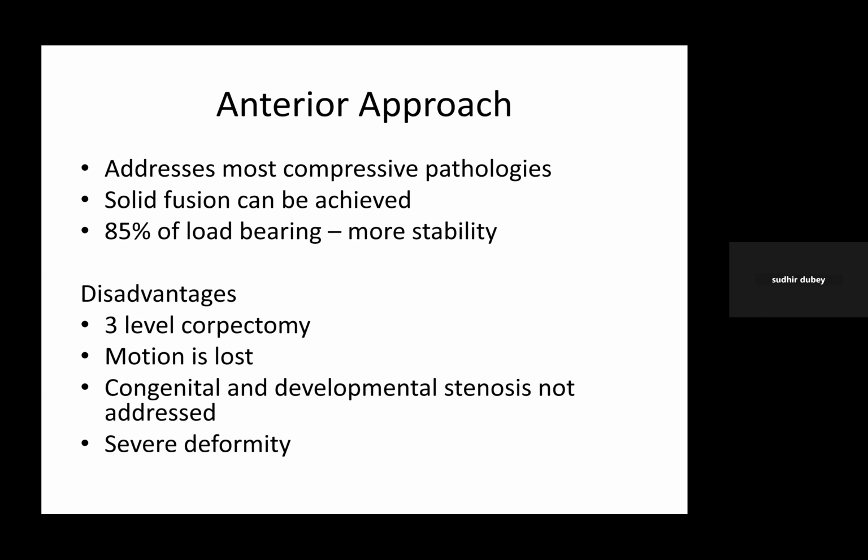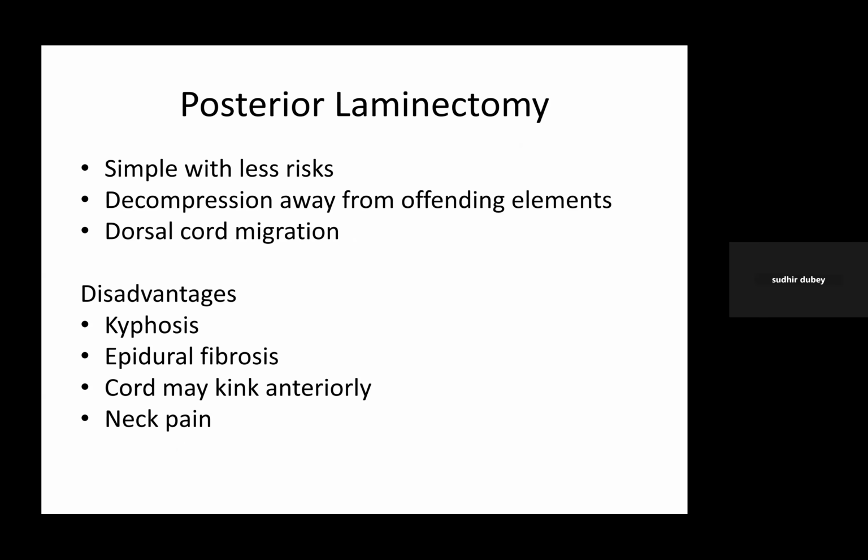The disadvantage of the anterior approach is that if you are going to do more than 3 levels, motion is lost compared to a procedure where you're just doing a foraminotomy. Congenital severe stenosis you cannot address anteriorly, and severe deformity also, if it is there, you cannot address with the anterior approach. Posteriorly, it is less of an issue, but a laminectomy is not a good choice for a radiculopathy.